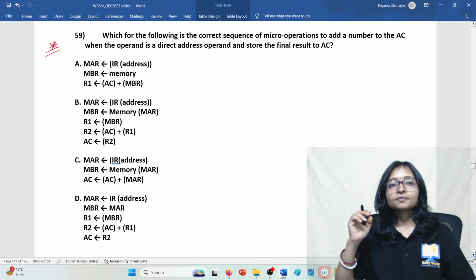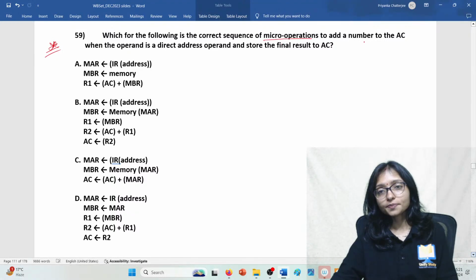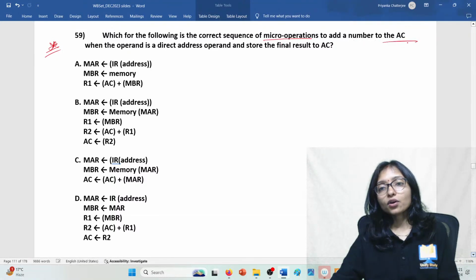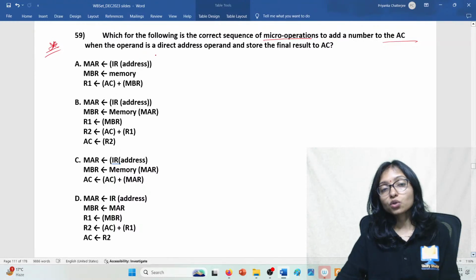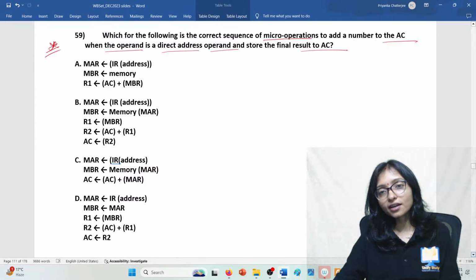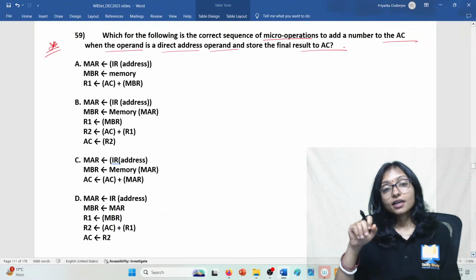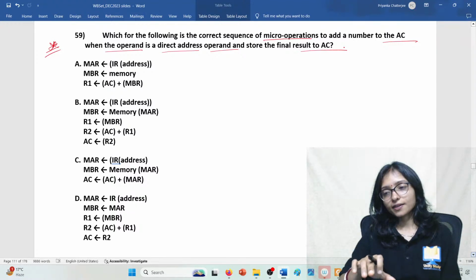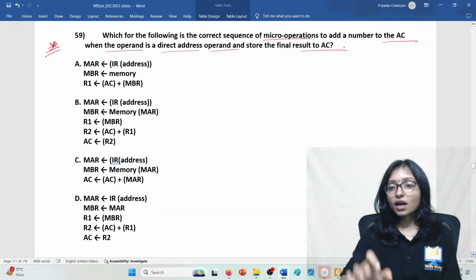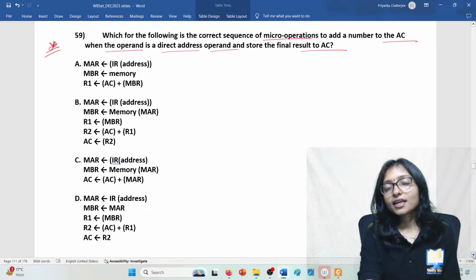So do it. Which of the following is a correct sequence of micro operations to add the number to the accumulator when the operand is a direct address operand, and to store the final result in the accumulator? This is the option given to you, A, B, C, D. You have to say which one is correct. For that you need to know the correct way. How should I do? Right? Yes. Tell me, your time starts now.